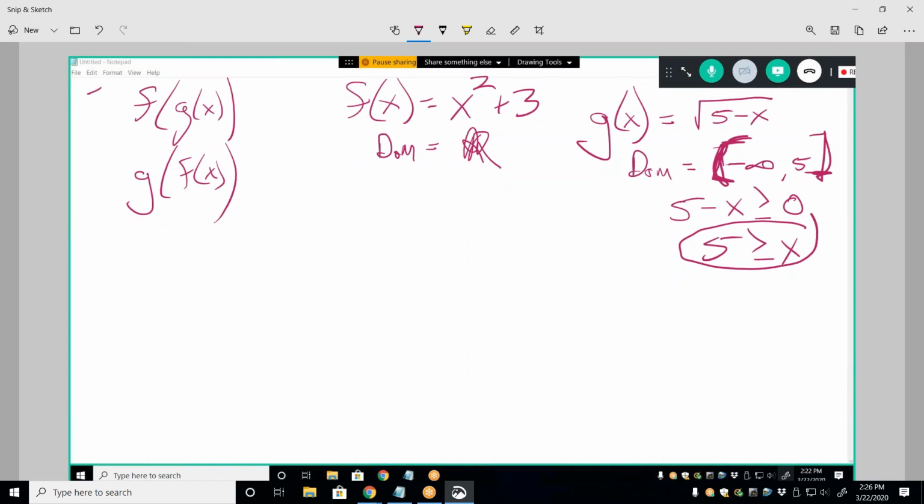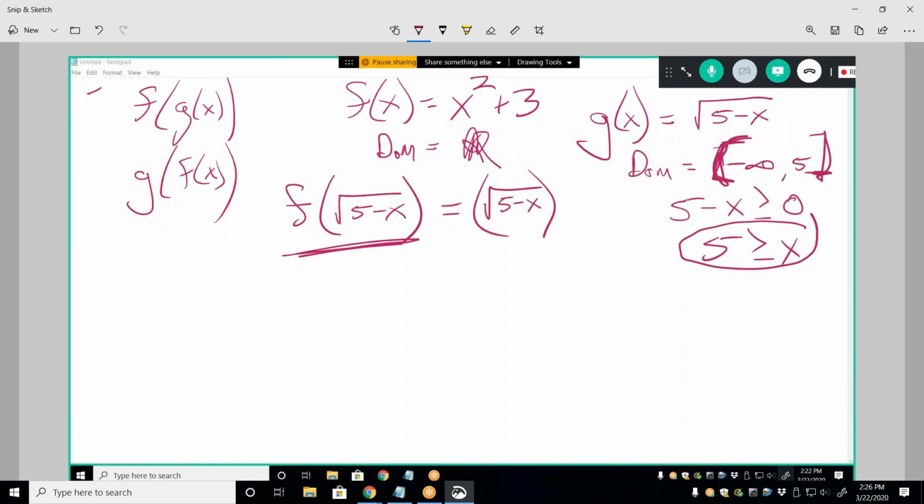Okay, so now let's go over what f of g of x is going to be. F of what? So it'd be radical 5 minus x, squared. Okay, first of all, let's write it like that. That's a very important step. In other words, you're going to figure out what f of radical 5 minus x is. Okay, so it's radical 5 minus x, squared, plus 3.